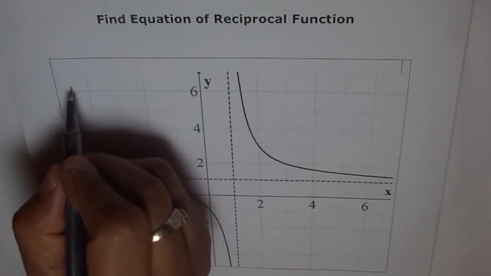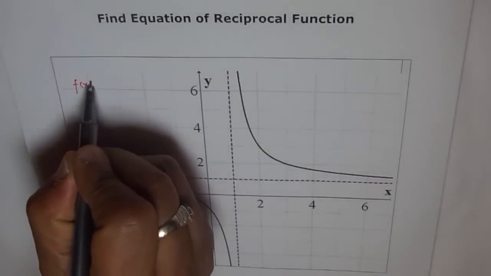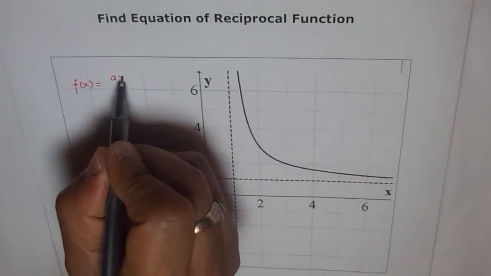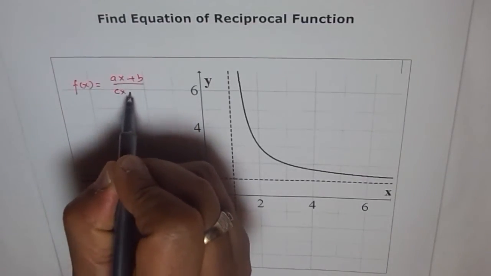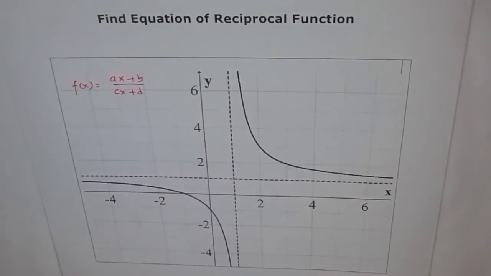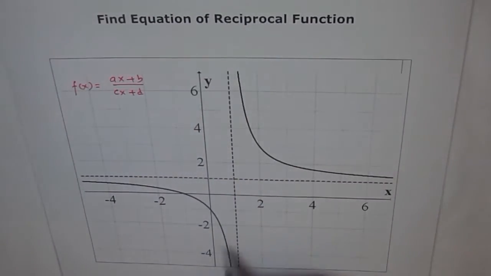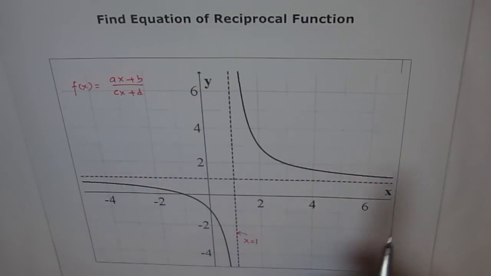In general, the equation is of the form f(x) = (ax + b) / (cx + d). Correct? Now, let's start from the vertical asymptote. So what is the equation of the vertical asymptote? This is at x equals 1, right? So at x equals 1, we have a vertical asymptote. Therefore, the denominator should be x minus 1, correct? That's one part.